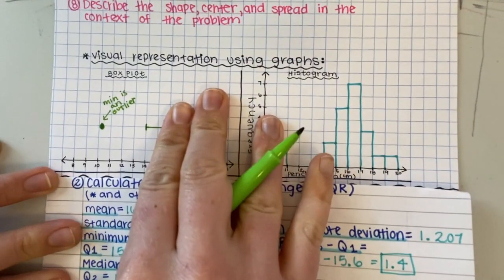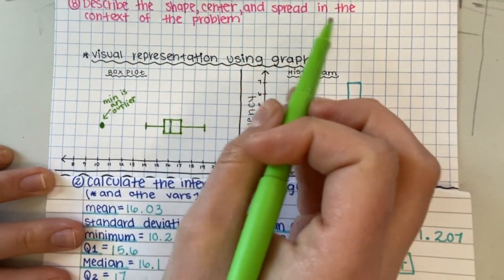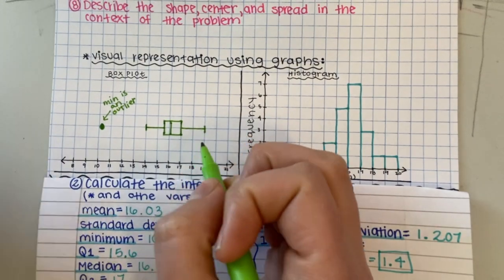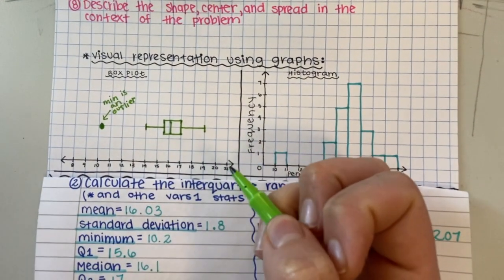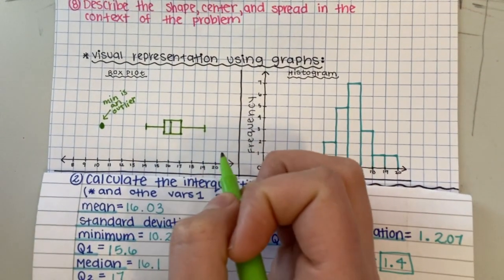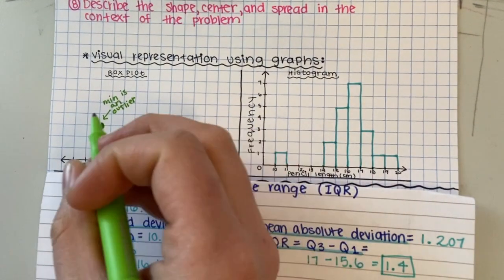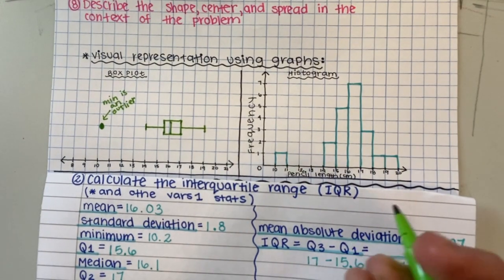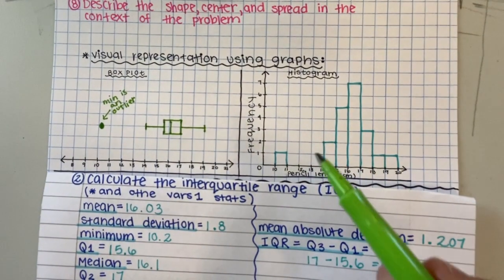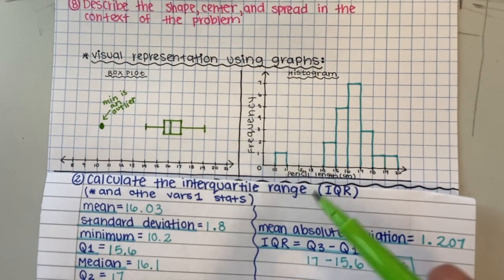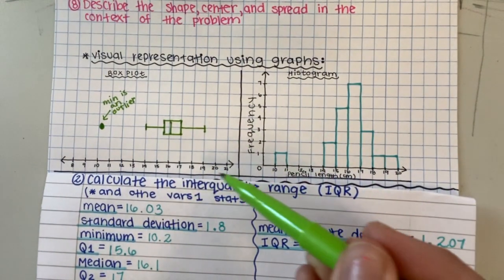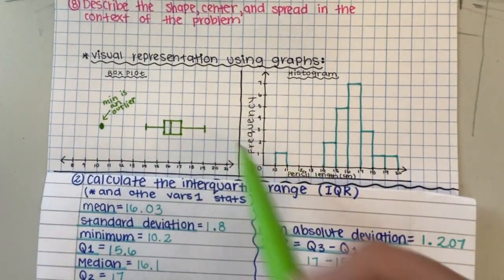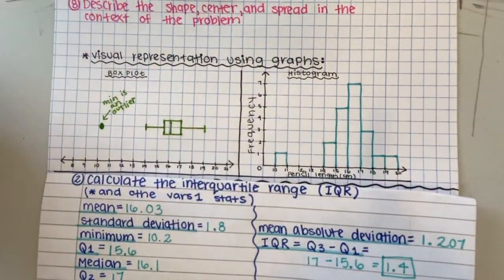So if I'm going to describe the shape, center, and spread in the context of the problem, I can say most of my pencils are around 16 centimeters, except we had our outlier, which was just a really short pencil that was around 10 centimeters. Otherwise, they're all around the same height. The spread, we said it was skewed to the left. So we can explain these graphs pretty easily.